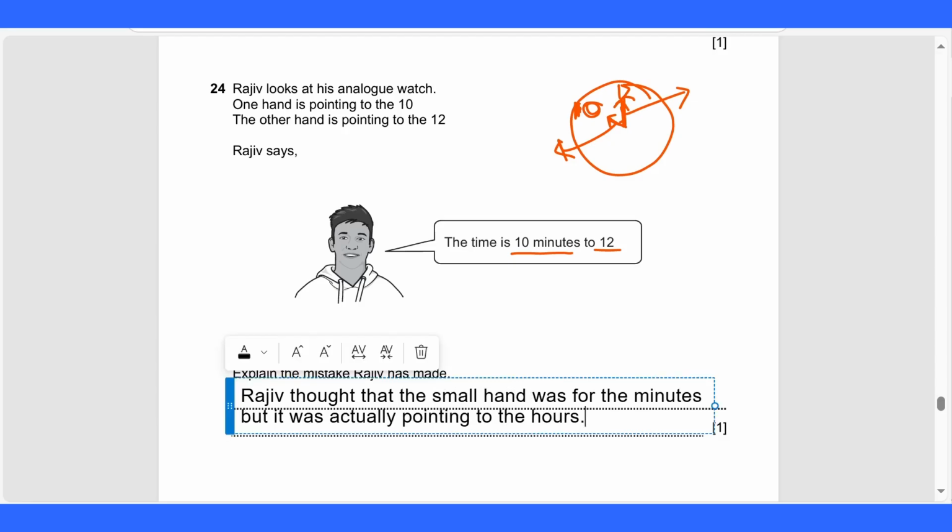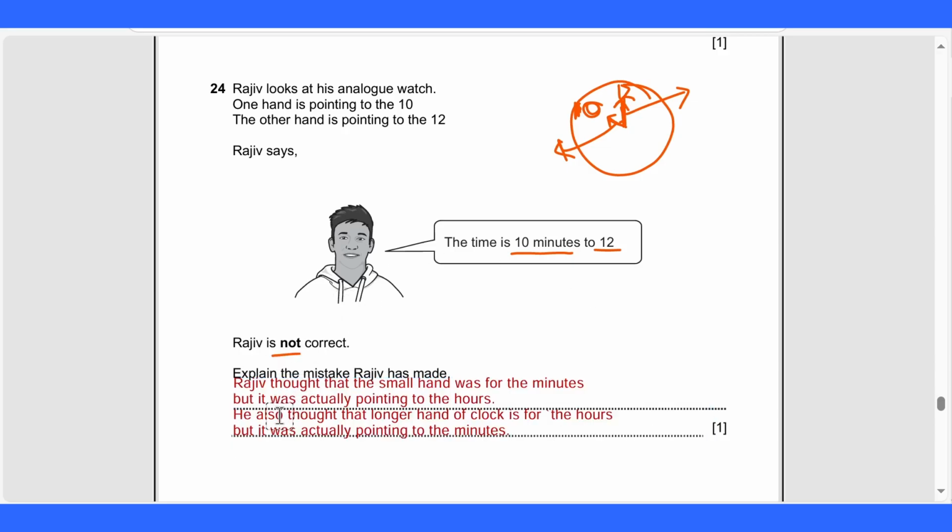And also he thought that the longer hand of the clock is for the hours. That's why he said 10 minutes to 12, but it was actually pointing to the minutes.